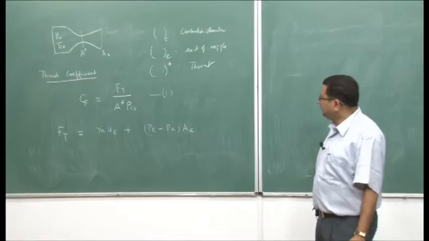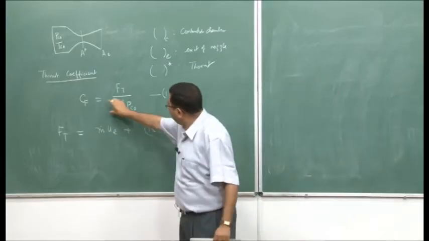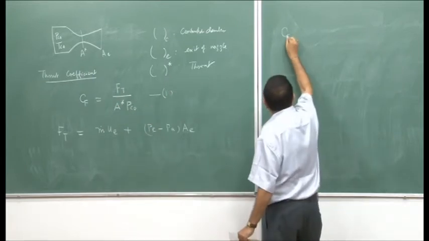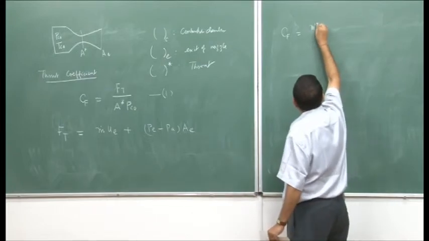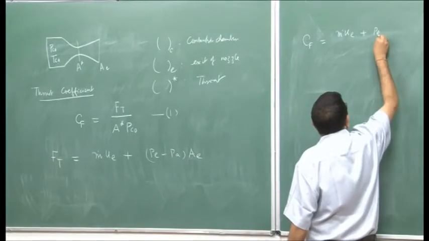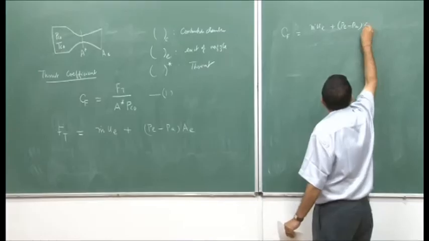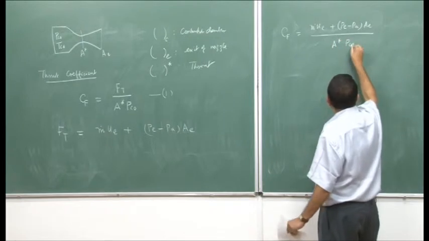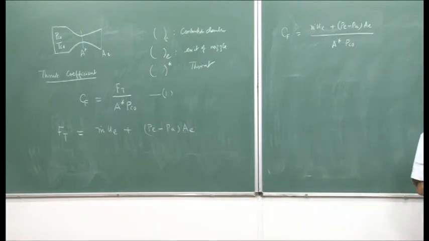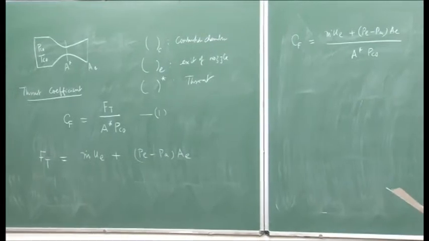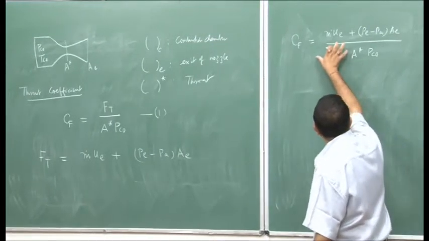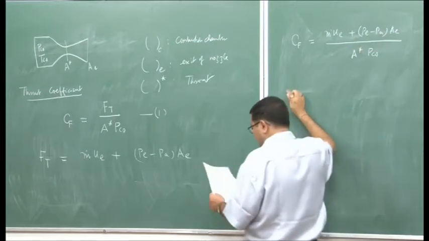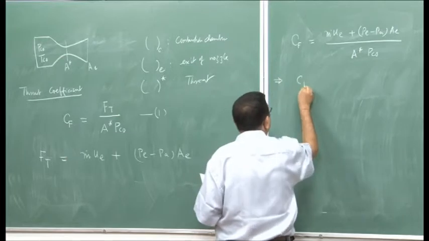Now if I take this equation and put it back into the definition of the thrust coefficient, then the thrust coefficient can be written as m dot u e plus P e minus P a times A e, divided by A star times P c naught. As we can see, the thrust coefficient has two terms. One is the momentum thrust term, the other is the pressure thrust term. So, let me split it into two components.